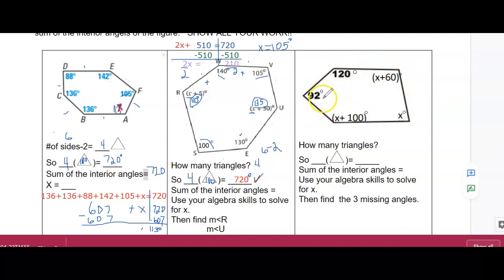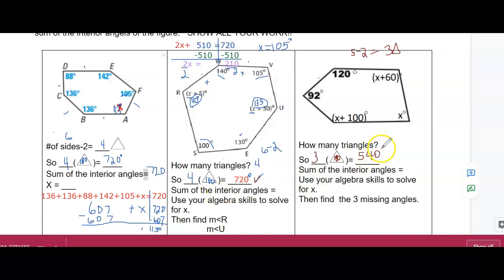Try this next one. First count the number of sides, and then find out how many triangles there are. Go ahead and do that. Okay, good. There are 5 sides. So 5 minus 2 is 3 triangles. So there are 3 triangles in here. So 3 times 180, go ahead and figure that out real quick.